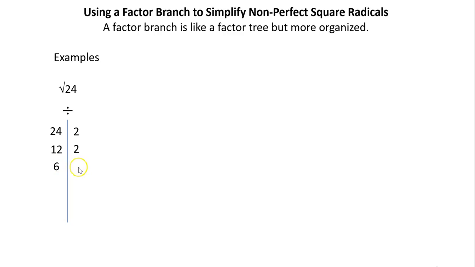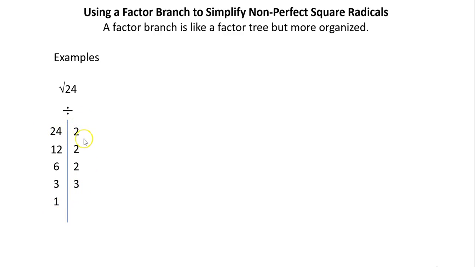Can I divide 6 by 2? Yes, I can. So I do that division. I bring the result down here. Can I divide 3 by 2? No, that doesn't work. So I move up. Can I divide 3 by 3? Yes, I can. 3 divided by 3 is 1. When I get to 1 over here, these are now all the prime factors of 24.